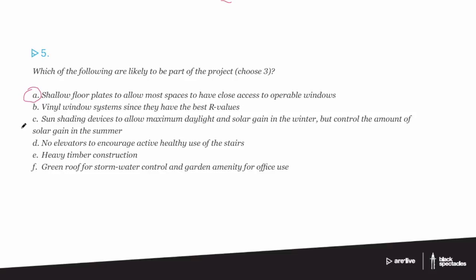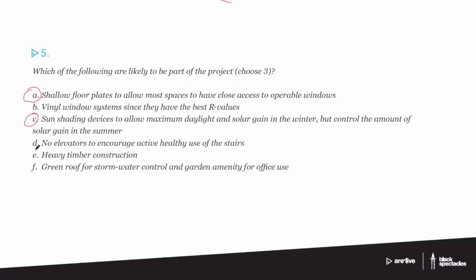How about C, sun shading devices to allow maximum daylight and solar gain in the winter, but control the amount of solar gain in the summer. That's almost directly out of that one, so that's definitely it. So we only need one more. No elevators to encourage active, healthy use of the stairs. Well, that sounds great and would be a great, healthy thing to do. But really, you're going to have people working on the fourth floor and no elevator. And what about accessibility and et cetera, et cetera? So that's just not believable.